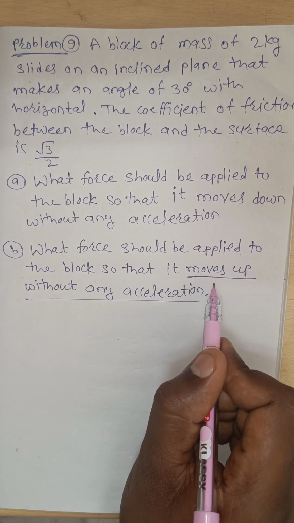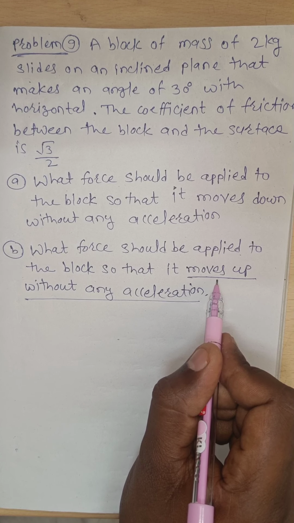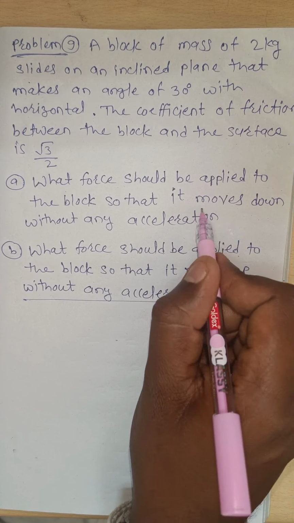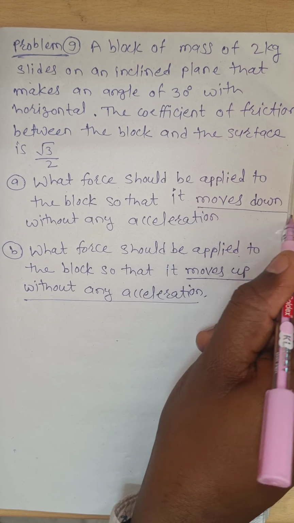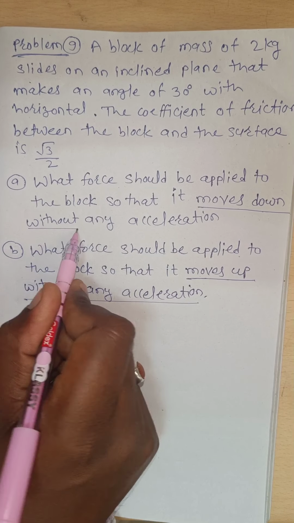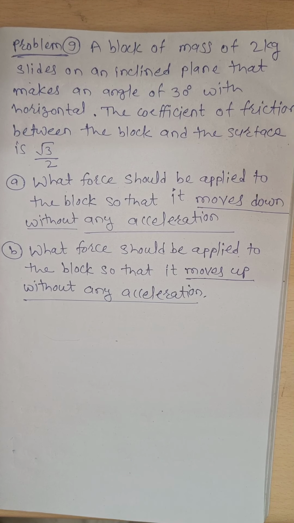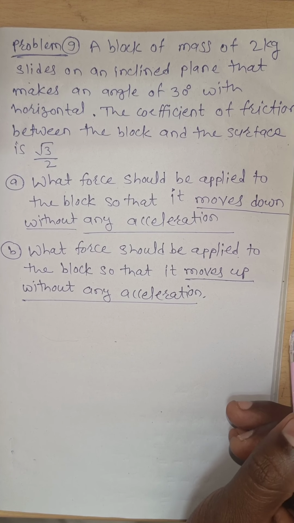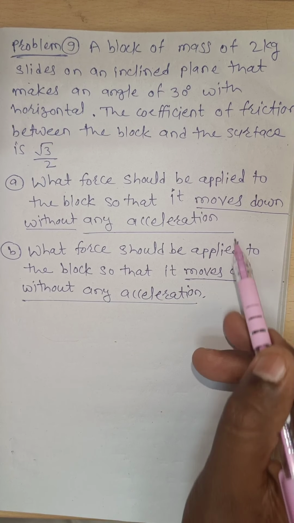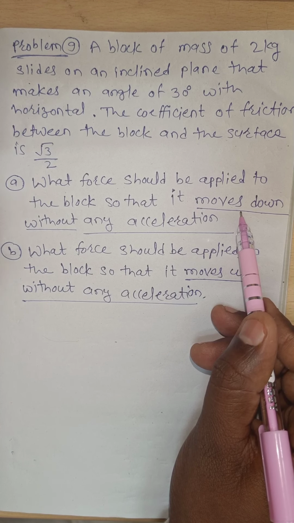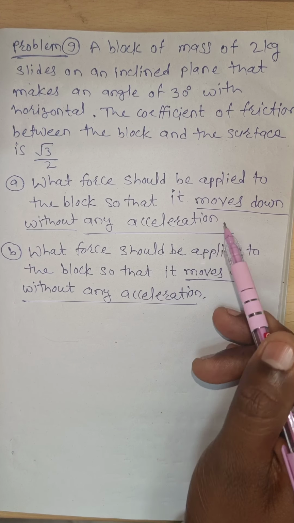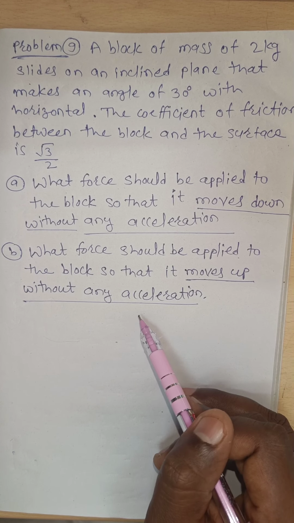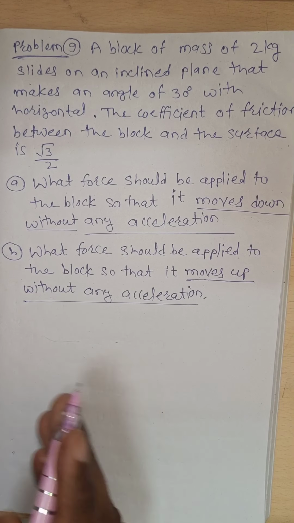Now here, what force should be applied when the object moves up without any acceleration? And in the first question, what force is required to move the object down without any acceleration? Here it moves up and here it moves down. That means, how much force should be applied when the object moves down without any acceleration, and how much force should be applied when the object moves in an upward direction without any acceleration.